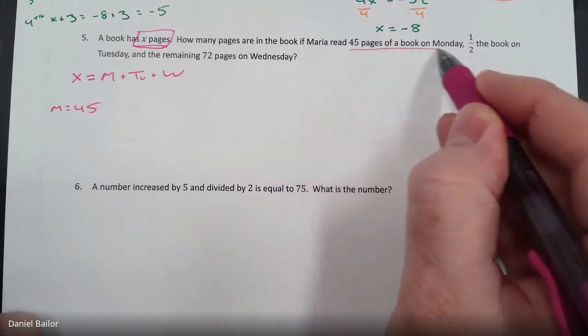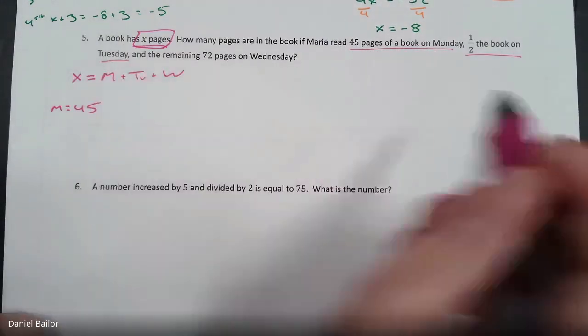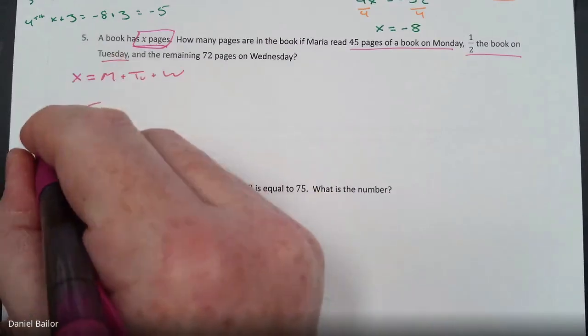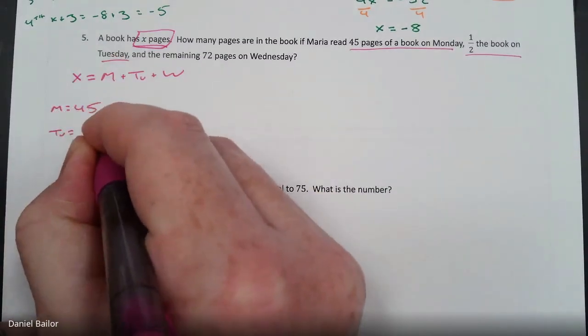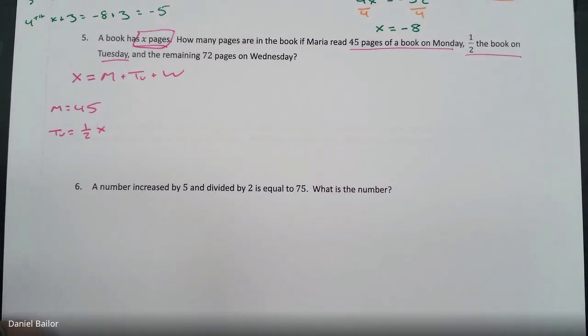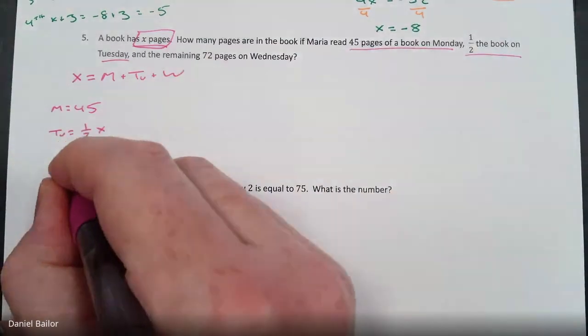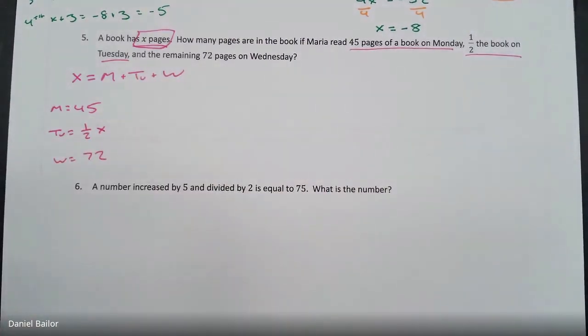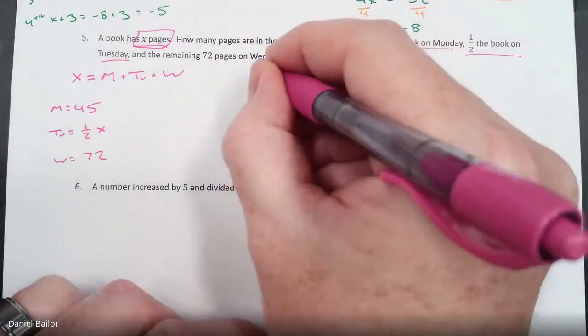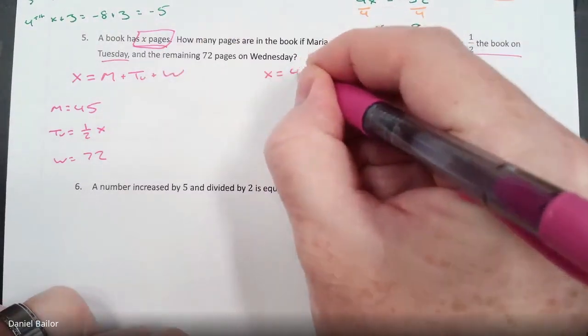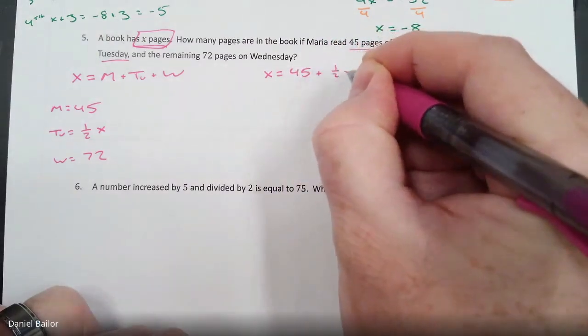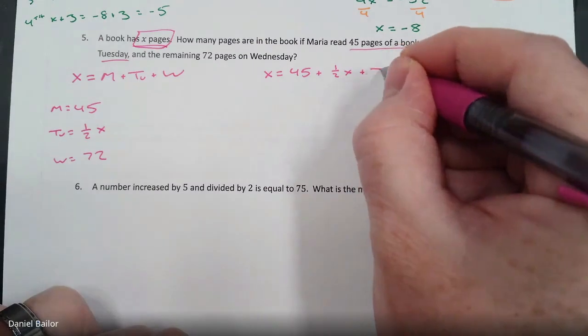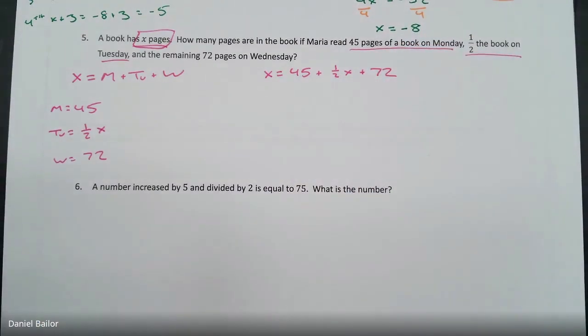Tuesday, see, 45 pages of a book on Monday. Half the book on Tuesday. Well, half the book, remember the book is x pages. So Tuesday is going to be half x pages. And then Wednesday was the last 72 pages on Wednesday. So that's just a constant. Well, there we go. Now we can use this to set up our equation. We have the book equals Monday, which was 45, plus Tuesday, which was half x, plus Wednesday, which was 72. So that's my equation.